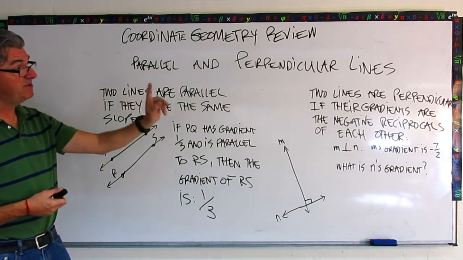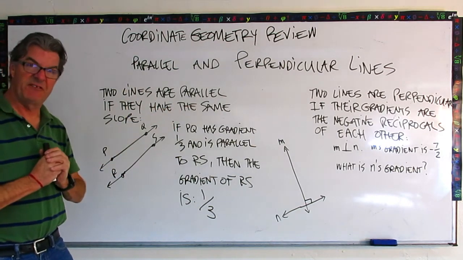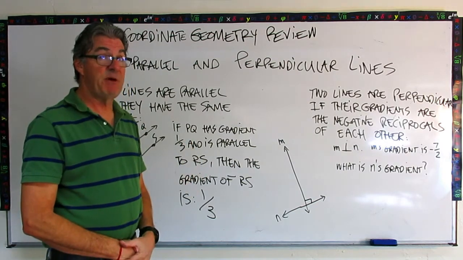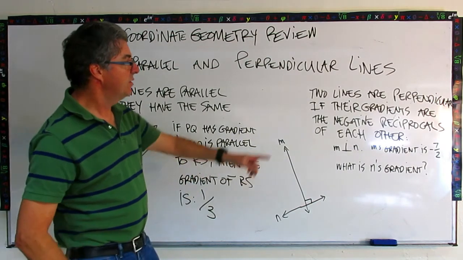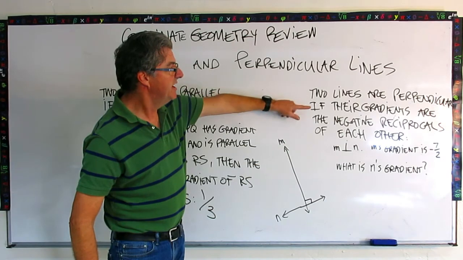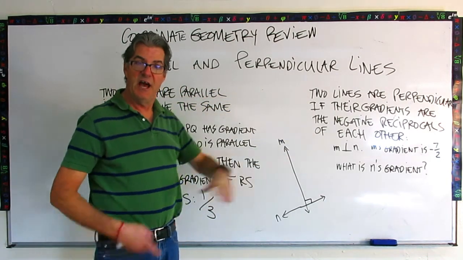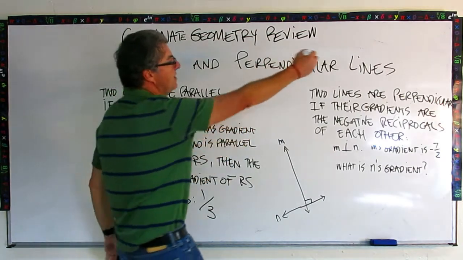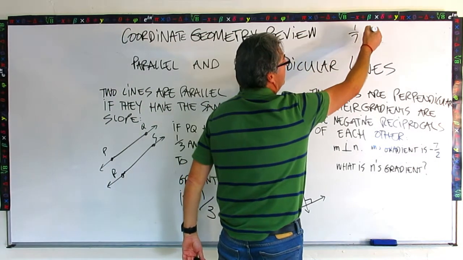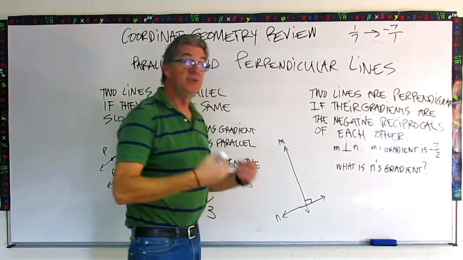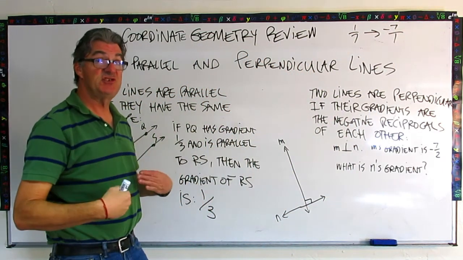Okay, let's take a look at perpendicular lines. It's a little bit different. Perpendicular lines have slopes that are related by the negative reciprocal. So what I've written here is two lines are perpendicular if their gradients are the negative reciprocals of each other. And a negative reciprocal, for example, if you take the fraction 1/7, the negative reciprocal is negative 7 over 1. You flip the fraction and change the sign.